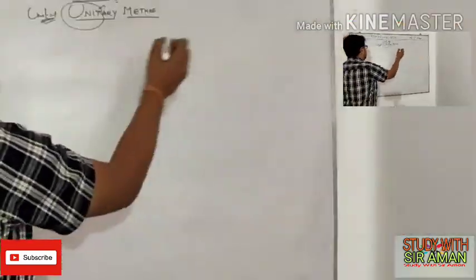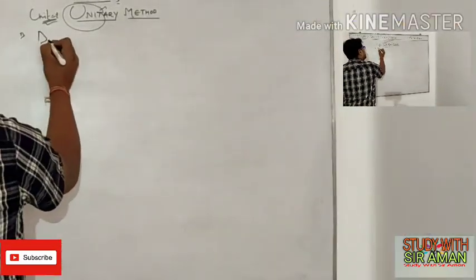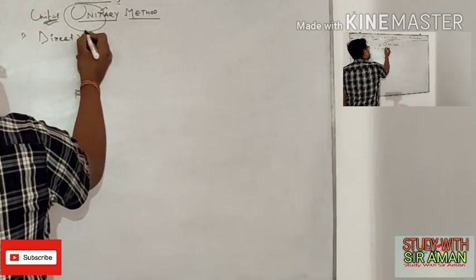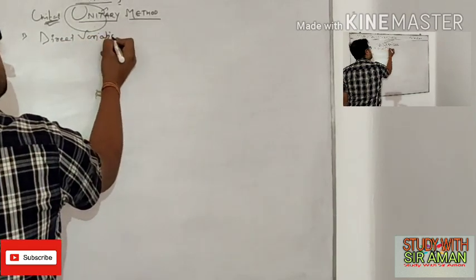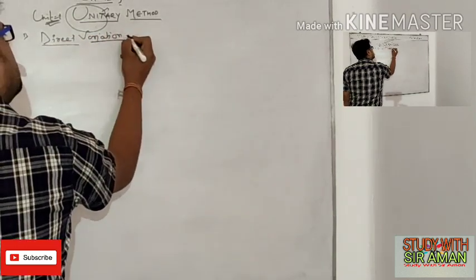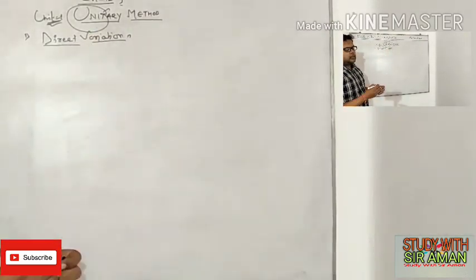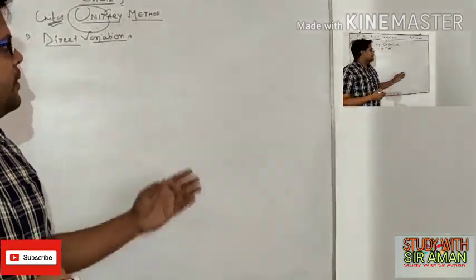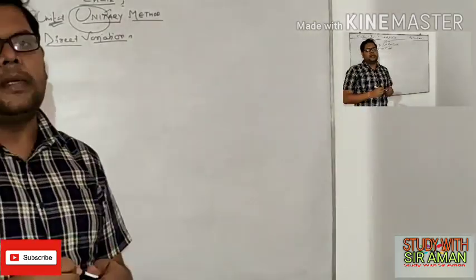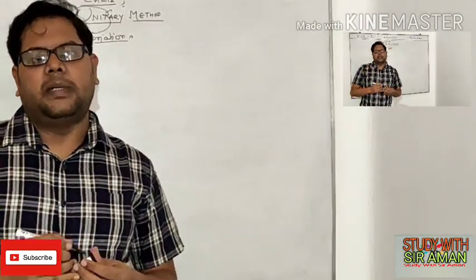Number one, direct variation. First one is direct variation. Now, what is direct variation? If you don't know what is direct variation, I am telling you from example.